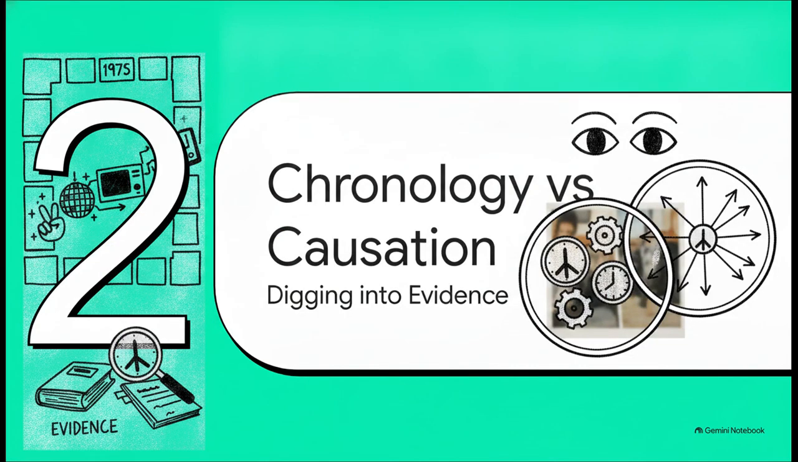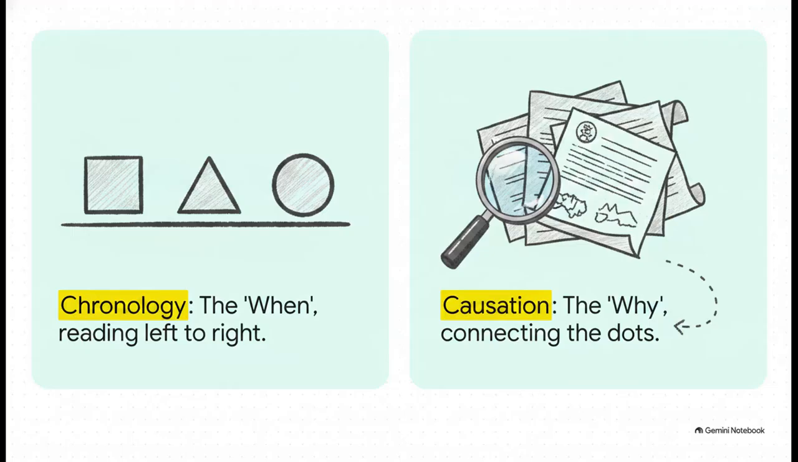Section 2, chronology versus causation: digging into the evidence. This beautifully illustrates the difference between knowing the order of events and understanding their real connection. Over on the left, we have chronology. That's the when. It's reading left to right across the timeline: 1971, then 1972, then 1973. But on the right, that is causation. That's the why. That's actually connecting the dots. Finding causation means acting like a real detective and diving straight into the primary sources. We can't just trace a line with our finger.